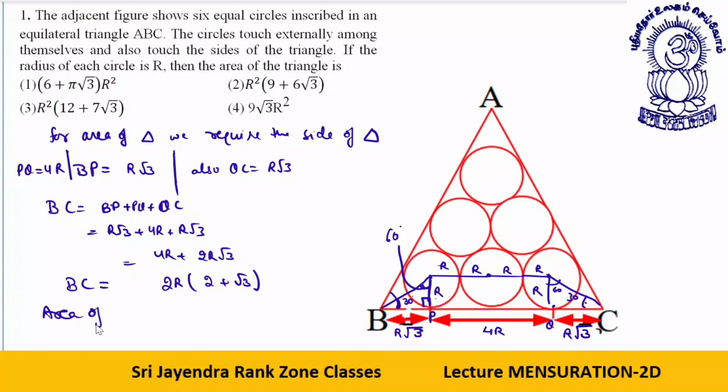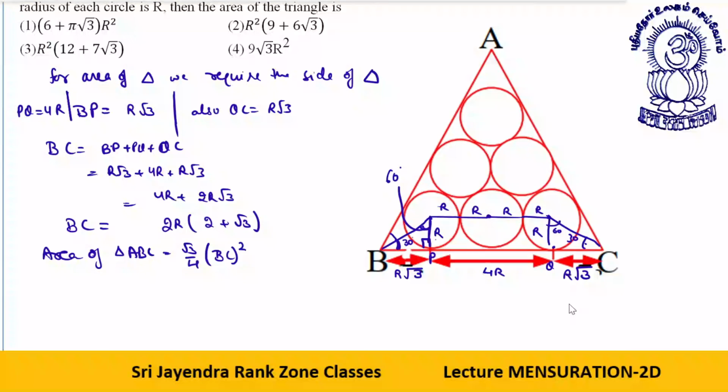Area of triangle ABC will be how much? Root 3 by 4 into BC square. This will give me what? Root 3 by 4 into 2R into 2 plus root 3 square. This gives you what? This gives you root 3 by 4 into 4R square. In the bracket, it will be 2 plus root 3 square.